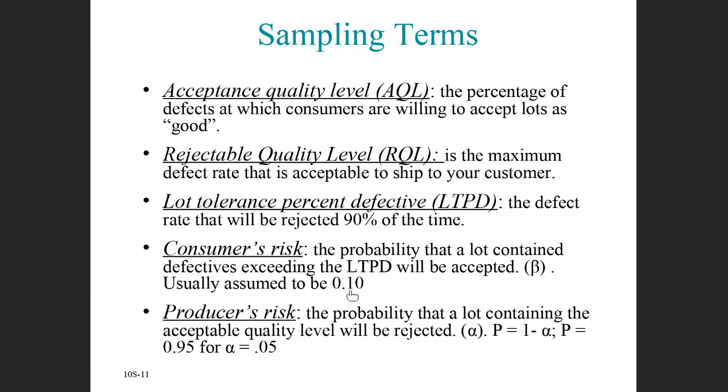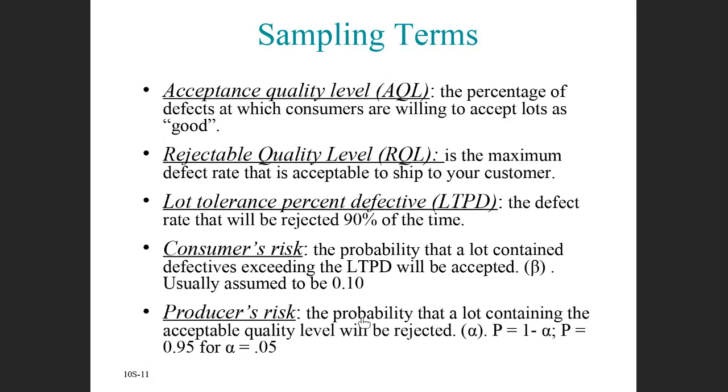On the other hand, the producer risk, his risk is what? You reject a lot that has acceptable items. Why? Because you do the samples in a way that shows a high rejected point, and then you reject the whole lot, and there is acceptable quality level. So we refer to the producer risk as alpha, the probability that a lot, the whole batch, contains acceptable quality level, but this will be rejected.